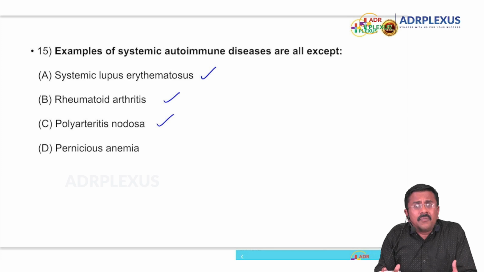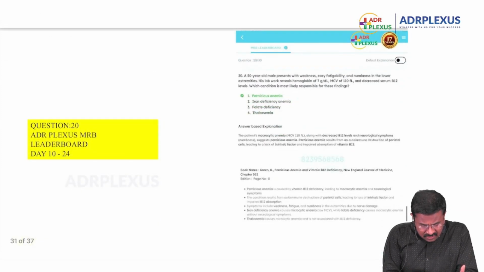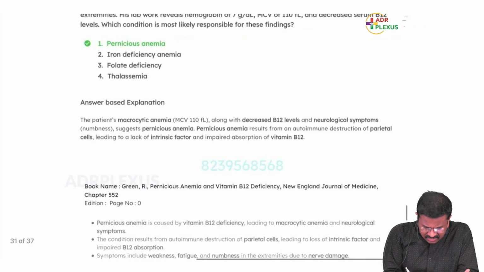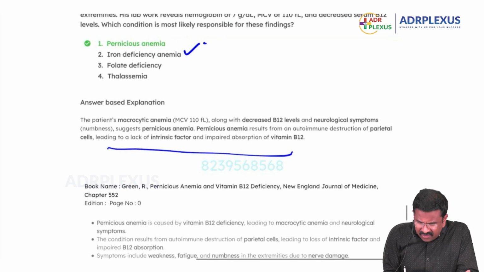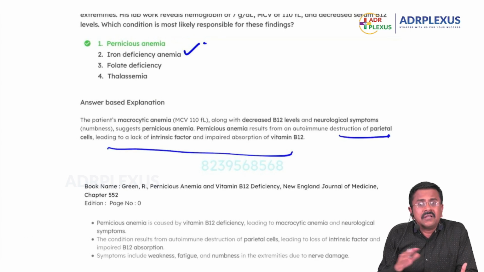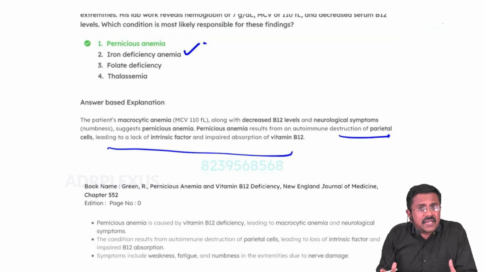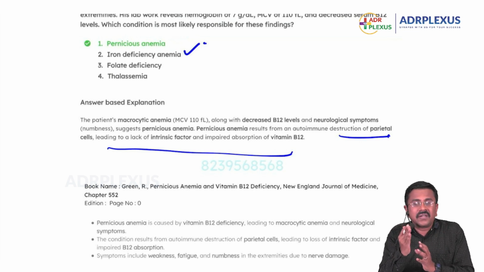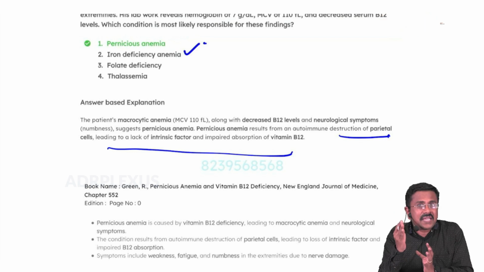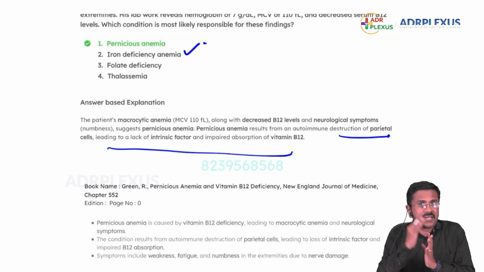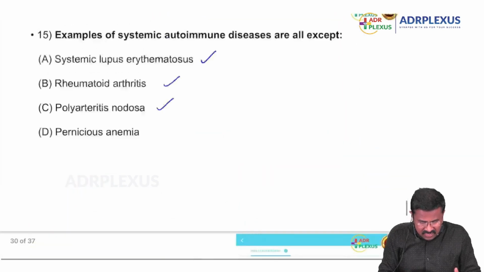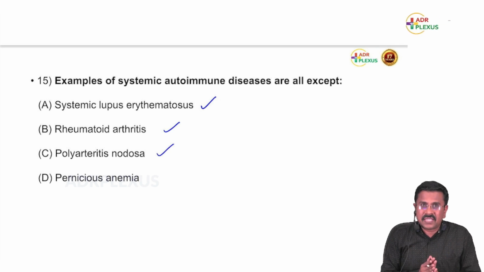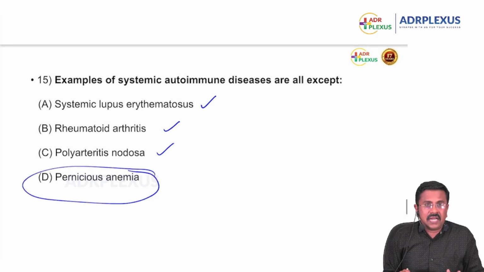Guys, if you remember pernicious anemia, what we discussed during our leaderboard on day 10-24, question number 20. We highlighted that pernicious anemia mainly affects the stomach, where there is destruction of the parietal cells leading to impaired absorption of B12. So definitely it is not a systemic response. The organ affected here is the stomach. So pernicious anemia targets the stomach, gastric mucosa, parietal cells. Whereas the other options, rheumatoid arthritis, SLE or polyarteritis nodosa, are systemic diseases. So the correct answer is pernicious anemia.